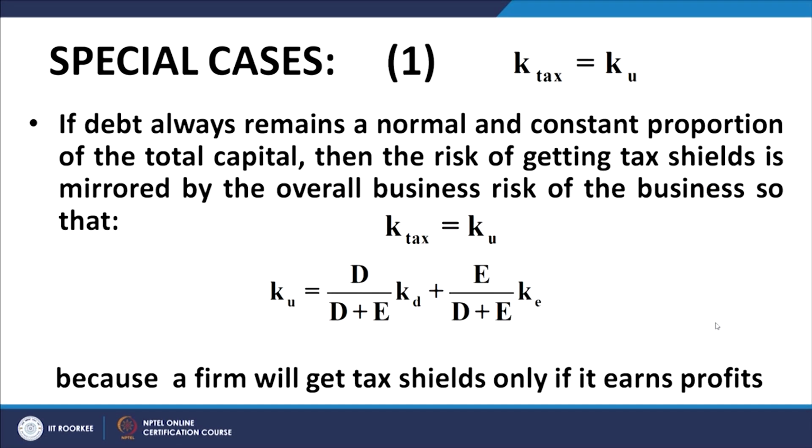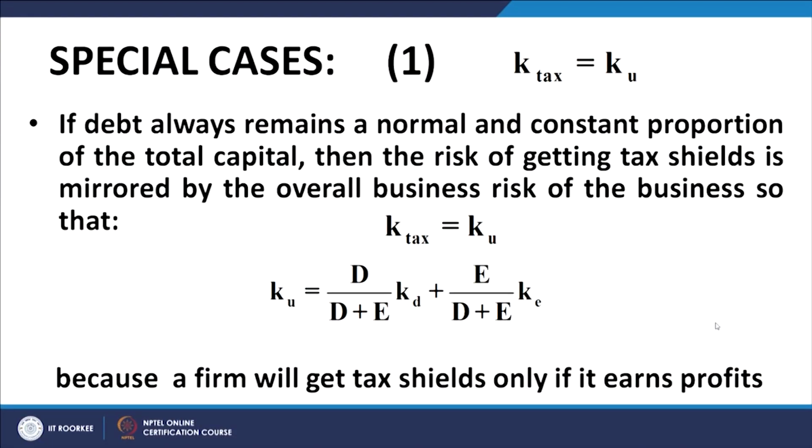Then using these two equations we can arrive at relations between the levered cost of equity, the unlevered cost of equity and the cost of debt, provided we make certain assumptions about the behavior of K tax, that is the risk profile of the tax effects arising out of the incorporation of debt into the capital structure.